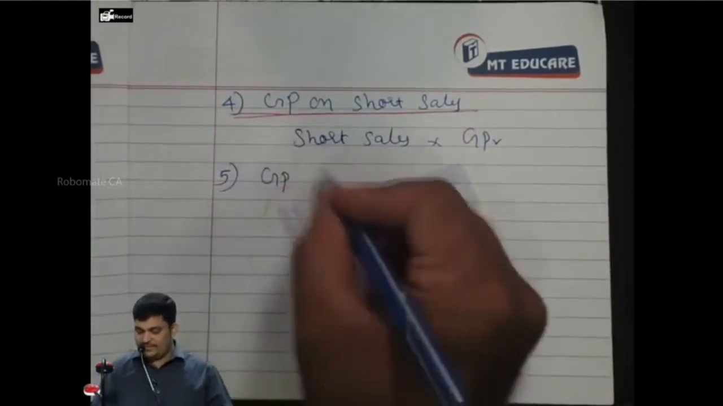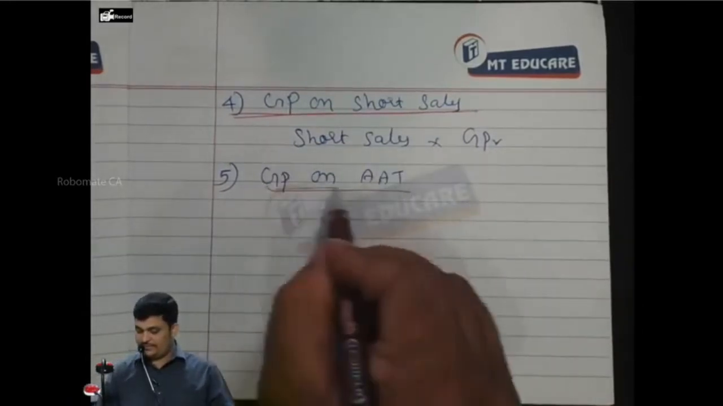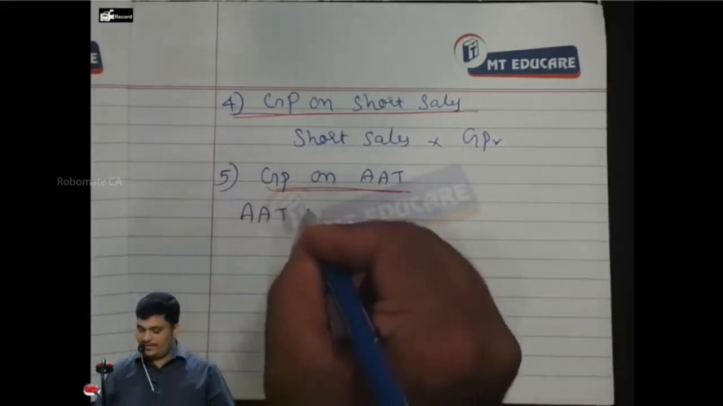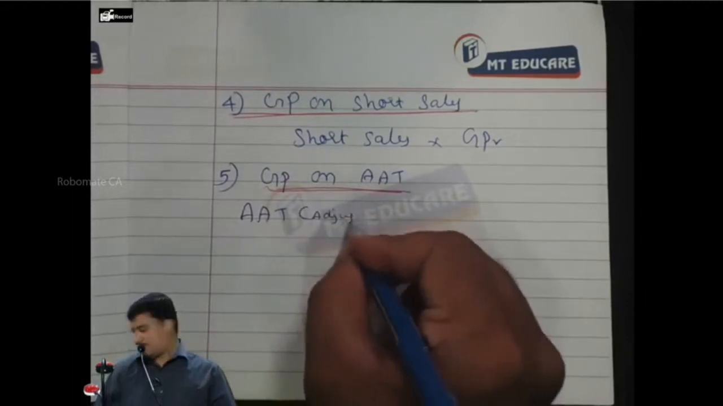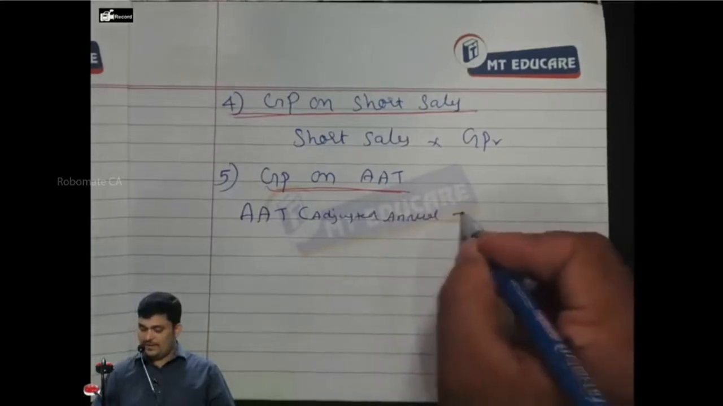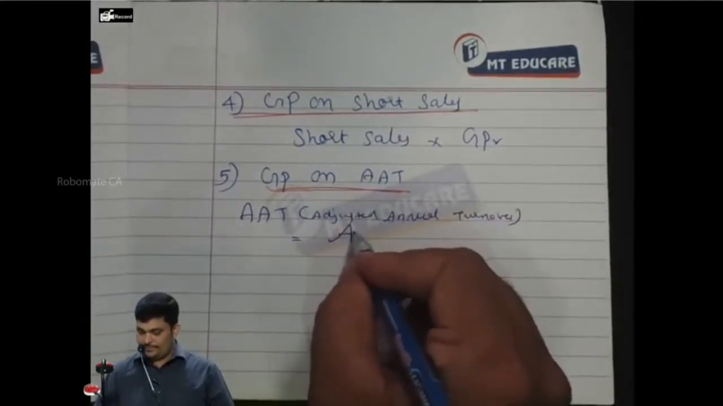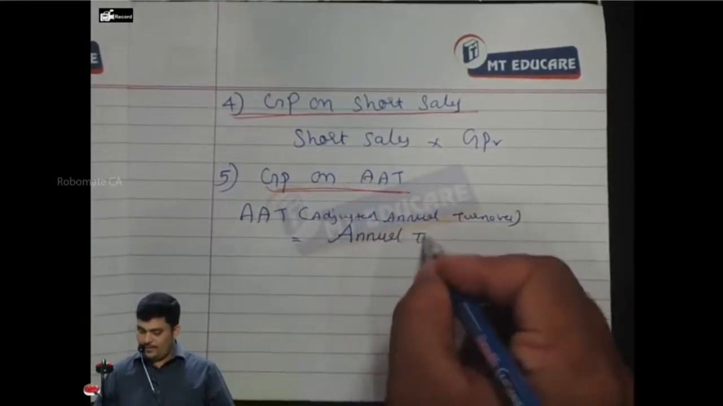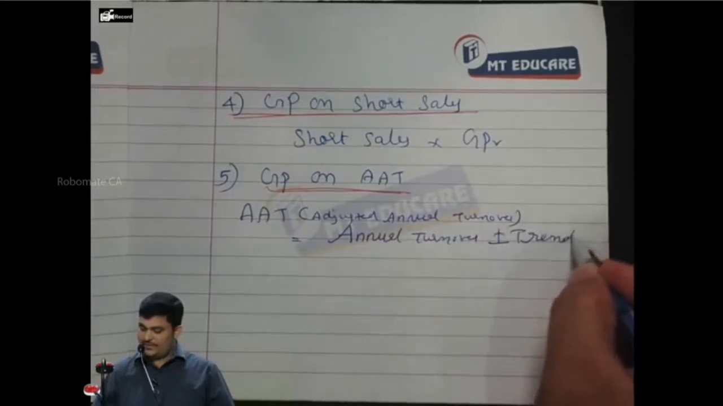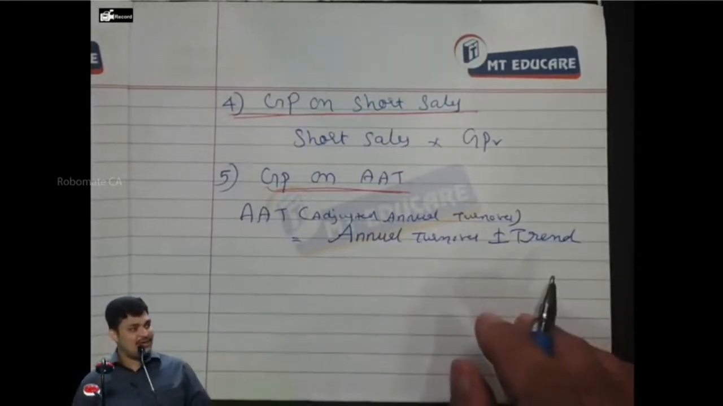Step 5. GP on AAT. Adjusted annual turnover equal to annual turnover plus or minus trend.